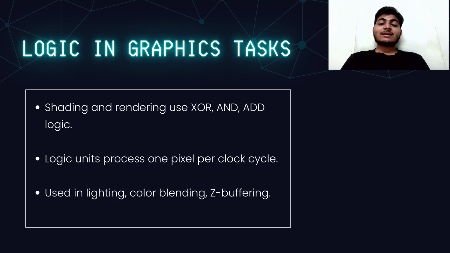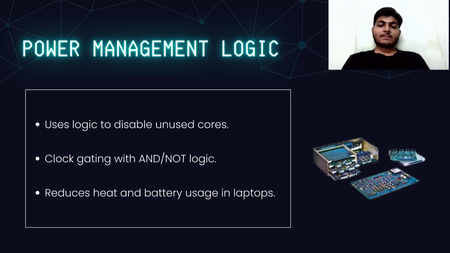Logic in graphic tasks. Graphic tasks like shading, blending, and depth buffering are done using logic operations. For example, XOR gates handle light reflection calculations, while AND gates help in texture mapping. Every pixel we see is the result of such logic.